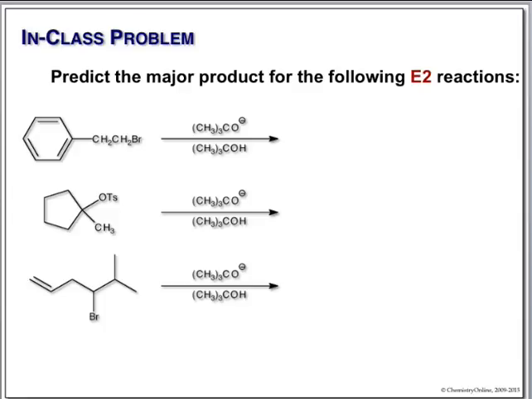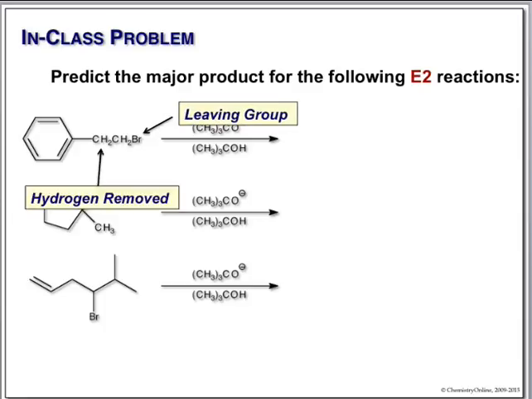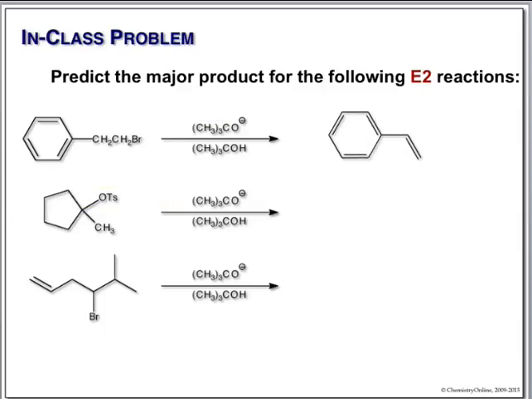So what's going to happen here, we're going to pull a hydrogen off on the carbon that's adjacent to the leaving group. This is how you know what to do. This is our leaving group here, the bromine. We're going to pull a hydrogen off the adjacent carbon, right here. And when it does, we're simply going to eliminate the elements of HBr, and we will make an alkene.